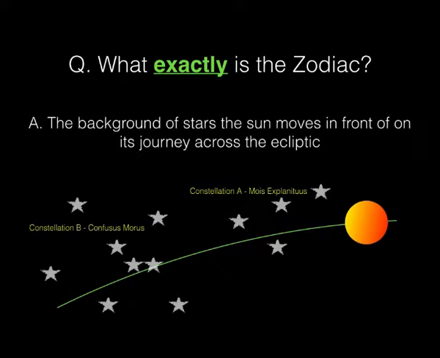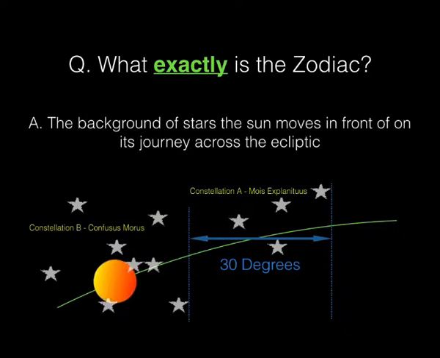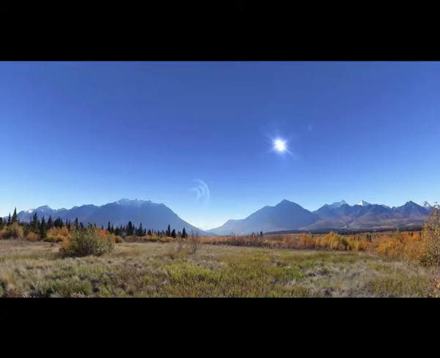So what is the Zodiac? Well, what we do is we divide the ecliptic into 30-degree sections. And each 30-degree section, we say, is one of the signs of the Zodiac. So the sun is, let's say, in Constellation A, and then as soon as it moves into Confusus Morris, we would say that it is now the season of Confusus Morris. Okay? I hope that makes sense. Hope I didn't confuse you, Morris.